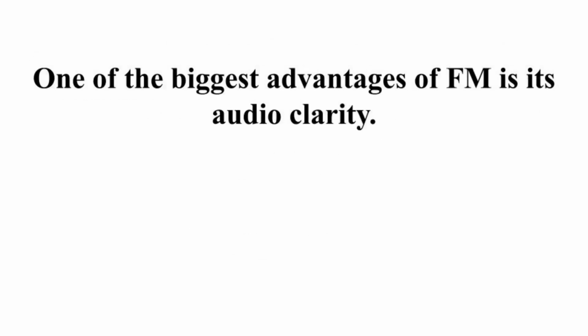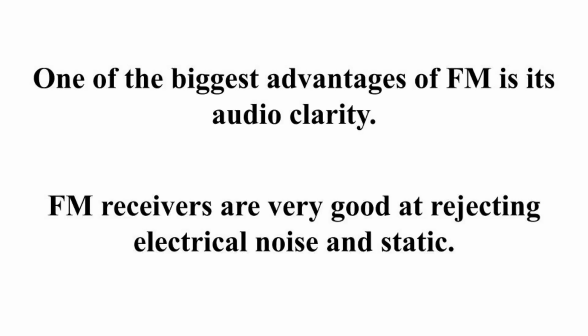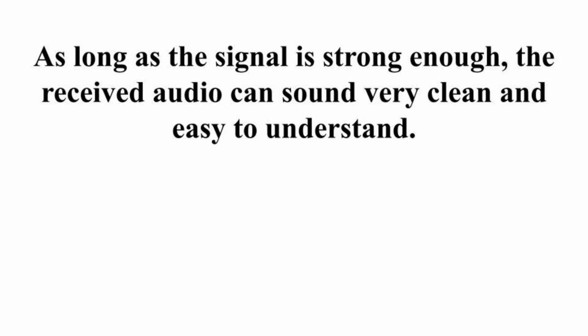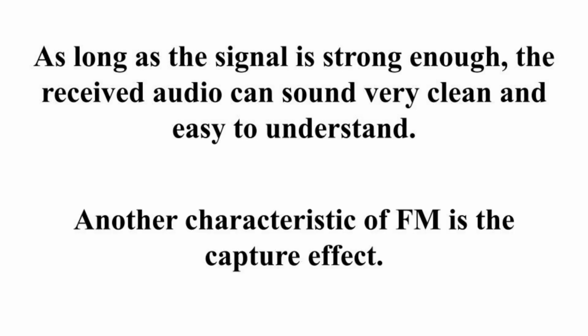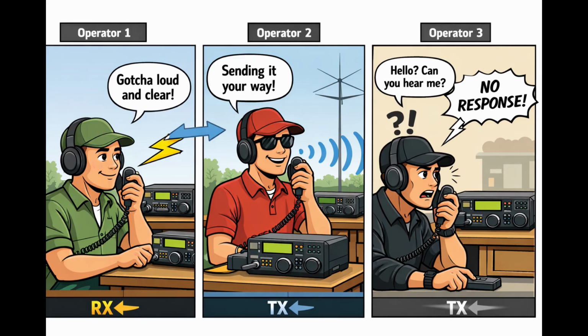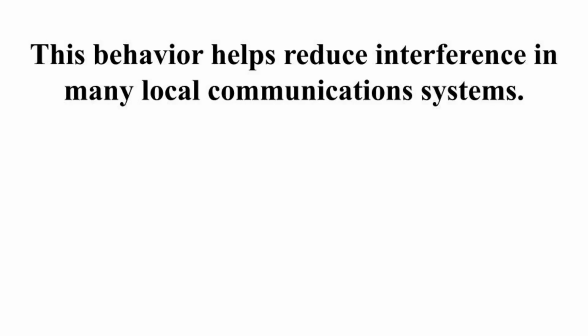Strengths of FM. One of the biggest advantages of FM is its audio clarity. FM receivers are very good at rejecting electrical noise and static. As long as the signal is strong enough, the received audio can sound very clean and easy to understand. Another characteristic of FM is the capture effect. When two signals are present on the same frequency, the receiver will usually lock onto the stronger signal and suppress the weaker one. This behavior helps reduce interference in many local communication systems.